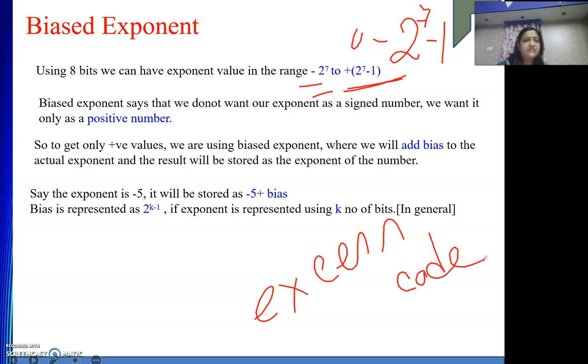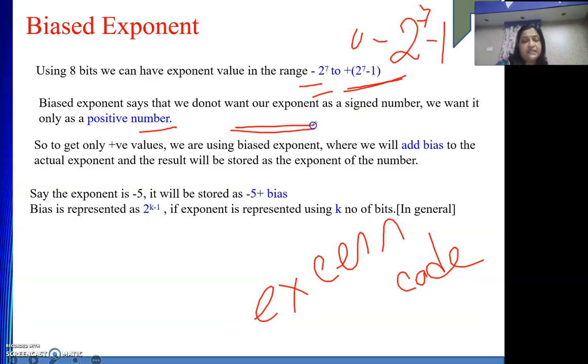So here, in the bias exponent, our IEEE exponent is stored in the bias format, and the bias exponent says that we do not want our exponent to be a signed number. Rather, we want it only to be a positive number. We are not going to carry the sign bit, right? Only we'll take the exponent as a positive number. But in real life, my exponent can be both positive and negative. So what I will do with my negative exponent, I will add some quantity so that it becomes a positive value, and that I am going to store in the bias exponent. Right? So to get only positive values, we are assigning bias.